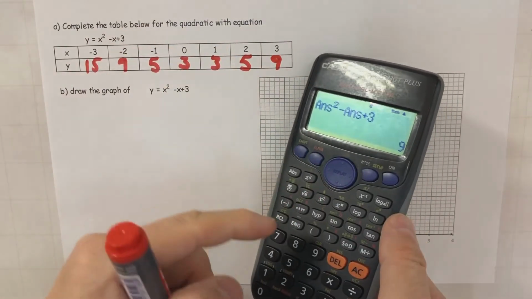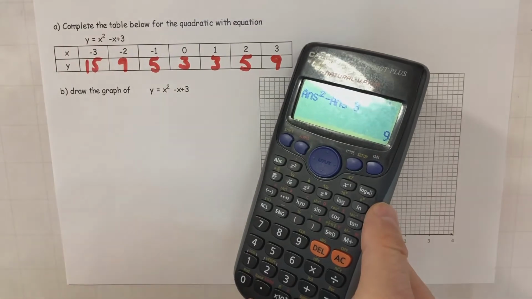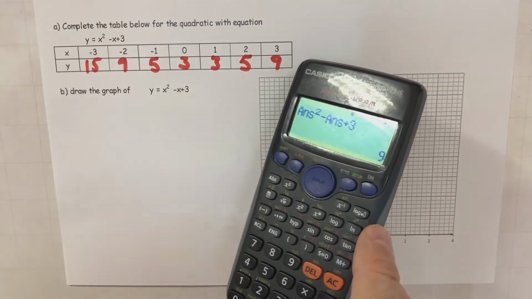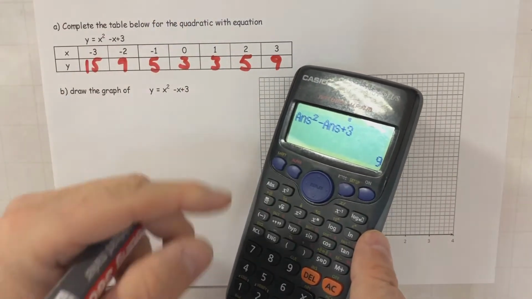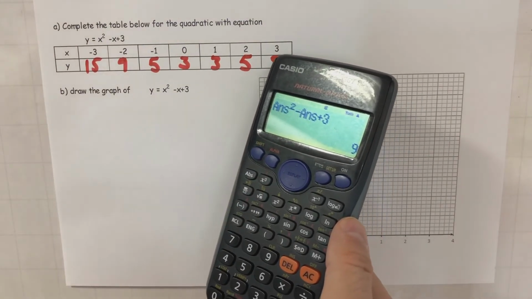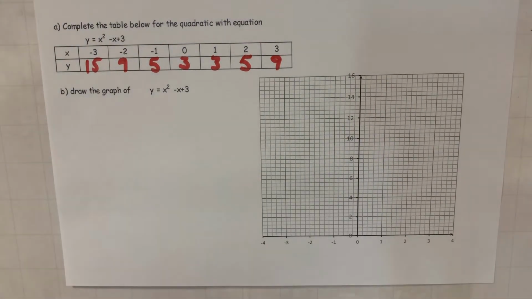Now, if you ever cleared anything, instead of arrow up, you just have to type that in again. Answer squared, take answer plus 3. But because I haven't cleared anything, I could quickly do it using that arrow facility. So now we're ready again to plot the points.